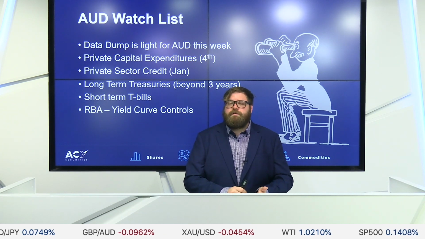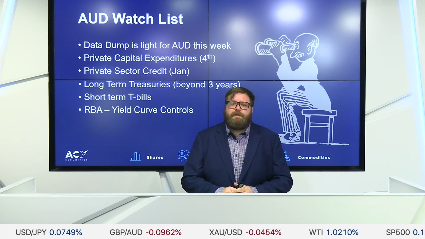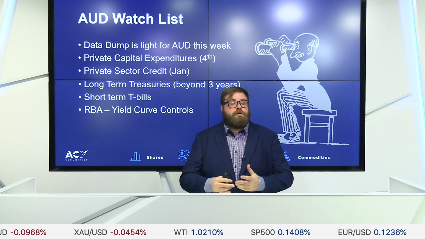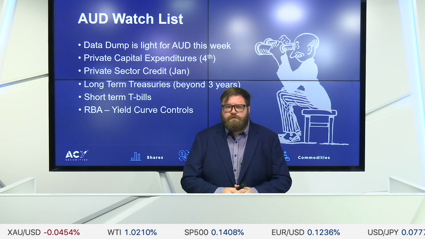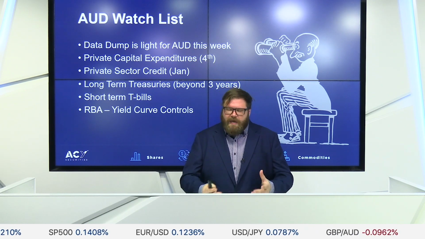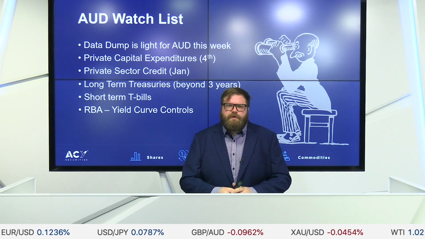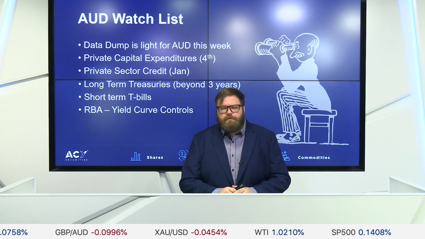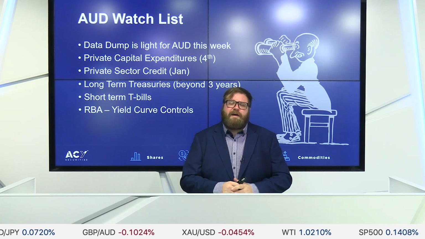Naturally, long-term treasuries beyond 3-year marks are the ones we're going to be keeping really close eyes on, particularly when we want to see what's happening with the yield curve controls that have been introduced here in Australia. And there is potential for the hope that it is going to end at some stage, which would again push the Aussie dollar up higher. Now, obviously, short-term T-bills, just like in the US, those 4-week expiry ones, are going to be things to keep your eyes on for the immediate action in price.